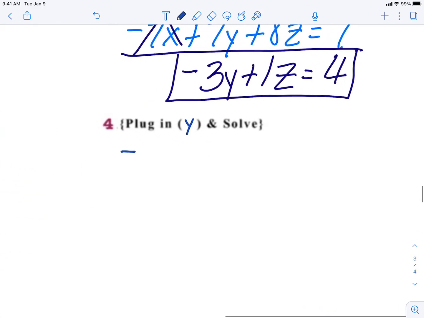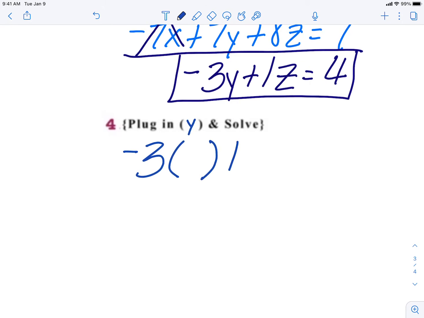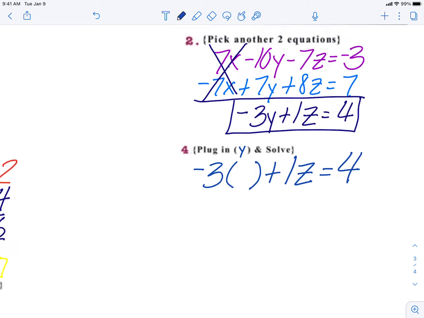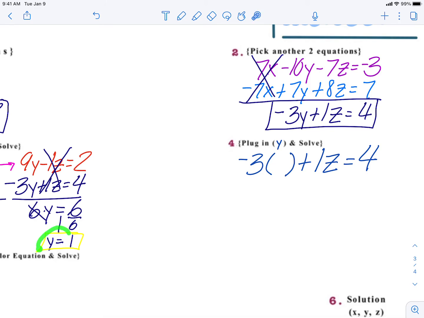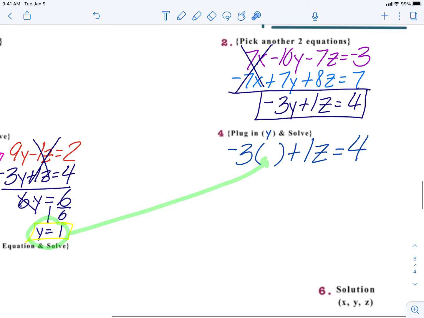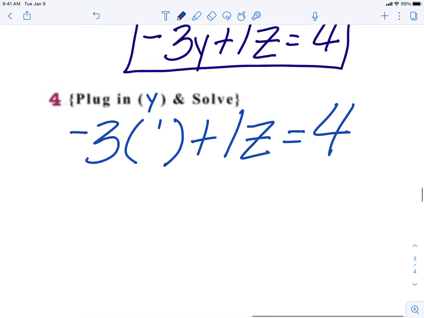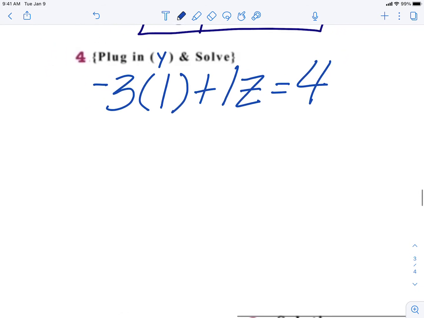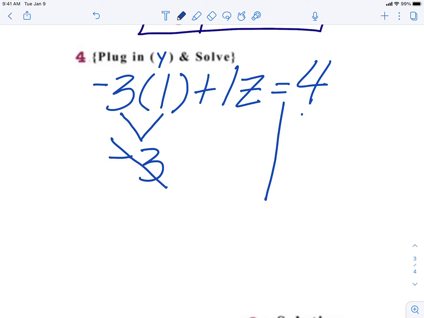So I'm going to say negative 3y, but wait a minute, I'm going to plug in y. I'm going to leave y as a parentheses. Plus 1z is equal to 4. And since I know what y is, 1, boom, look at that. 1 is going to go right in there. So I am going to multiply negative 3 times 1 is negative 3. Well, I'm immediately going to move negative 3 over and make it positive 3, right?